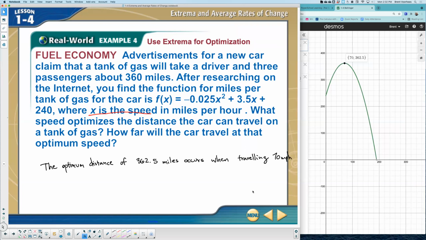Okay, so I did include the x and the y, because there are 2 questions there. What speed? Well, the speed is 70 miles per hour. And how far will it travel? 362.5 miles. So I included both of them. That's how you could do one of those problems. So one more time, why in the real world do I cut out the negatives?